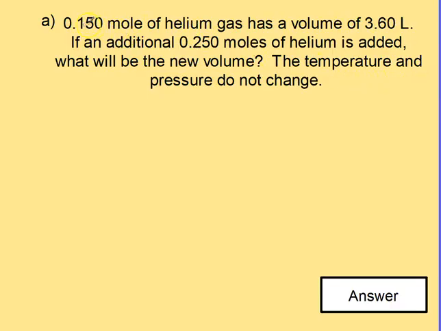So let's try doing a problem. 0.150 moles of helium. Moles is going to be represented with the letter N. This will be N1 of helium gas. Has a volume of 3.60 liters, volume 1. If an additional, oh, that's a key word, 0.250 moles of helium is added, what would be the new pressure, the new volume, I'm sorry. Volume 2 is going to be, since it was added to it, the total would be 0.400 moles. Because I added it to it, I have twice as many.